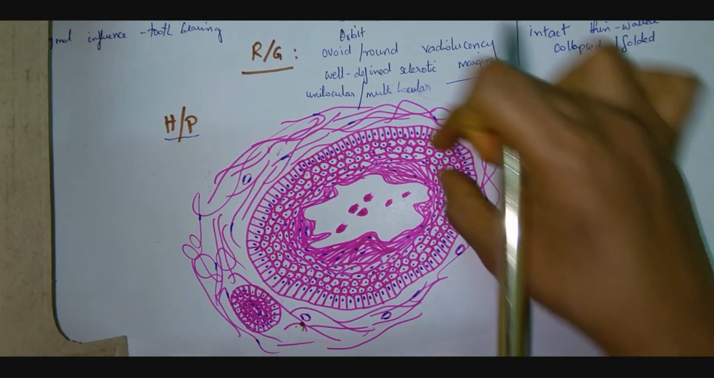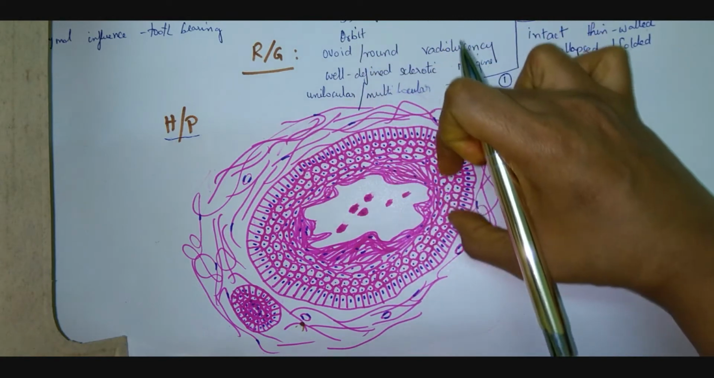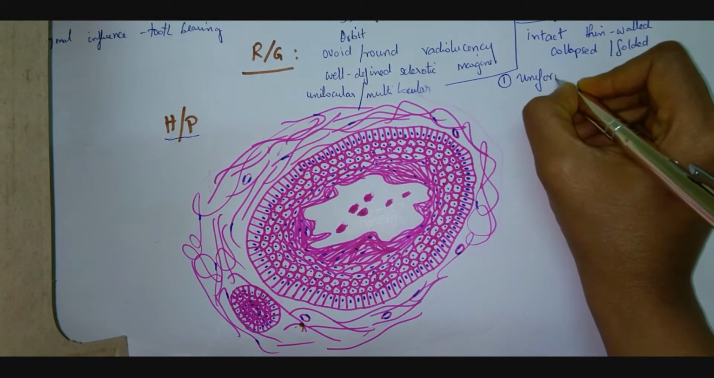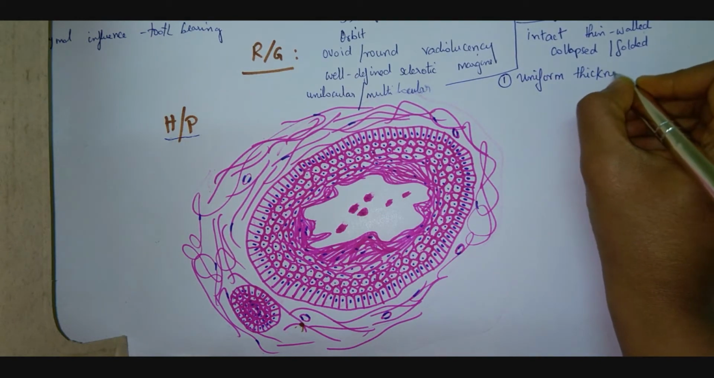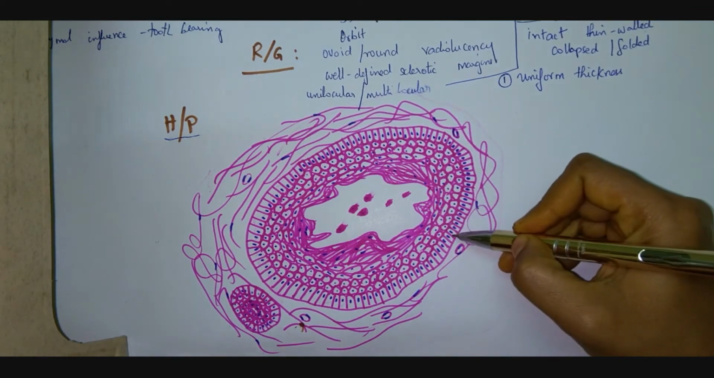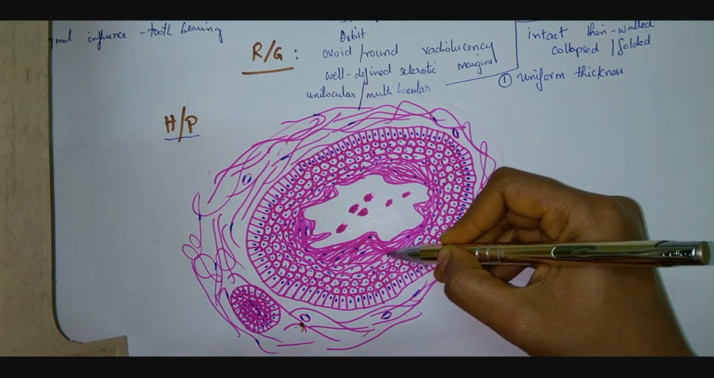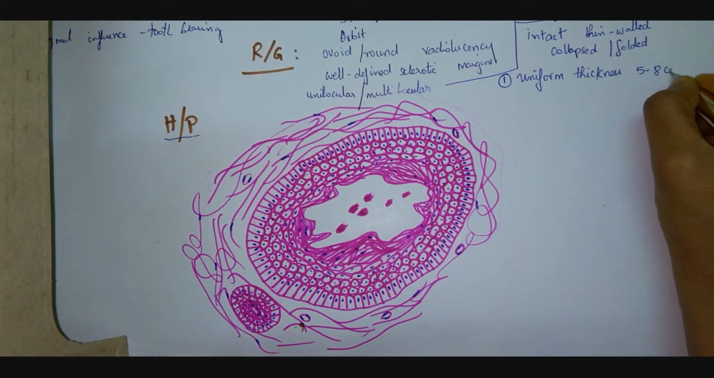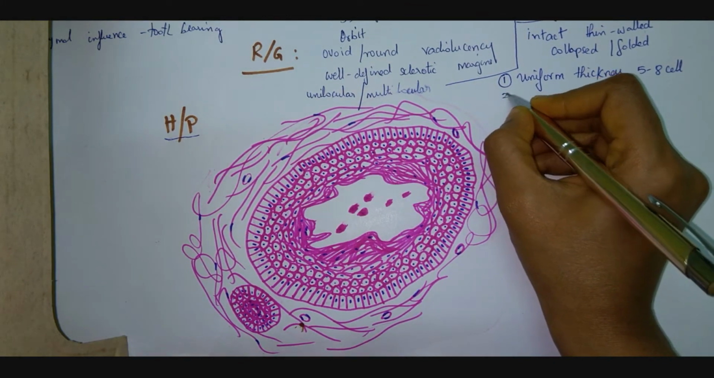First, what can we describe about the lining epithelium? We can see it is of uniform thickness. How many cell layer thickness is present? If you count, approximately 1, 2, 3, 4, 5. So, it is usually 5 to 8 cell layer thickness.